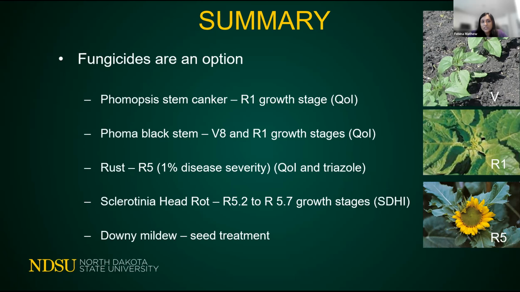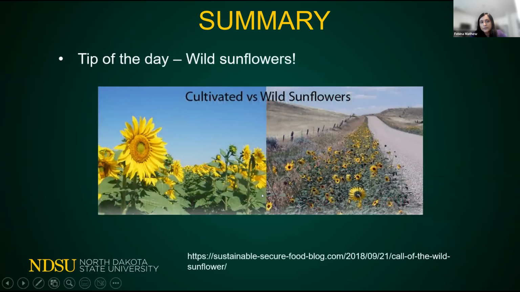At this time, fungicides are an option. We have studies in progress, and some of these are on the label, some of these are yet to be on the label, but this is what we are recommending at different growth stages. You can see the promising chemistry at this time are QOIs and also SDHI. For downy mildew, we don't have any fungicide that can work through foliar applications. We have to use seed treatments.